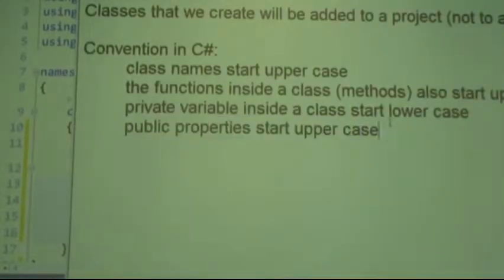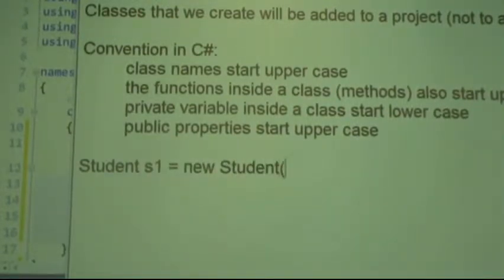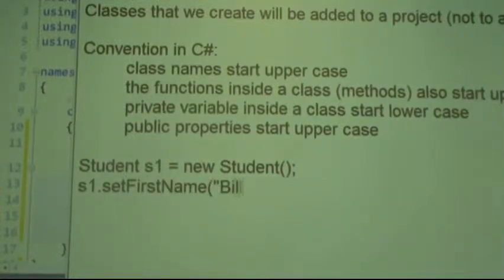Okay, so student S1 equal to new student. So this is how we will create one student, right? Okay, if we don't have that property, then the traditional way will be something like this: set first name, let's say Bill. So this is the traditional way, okay? If we don't have that property, just the get and set, okay?